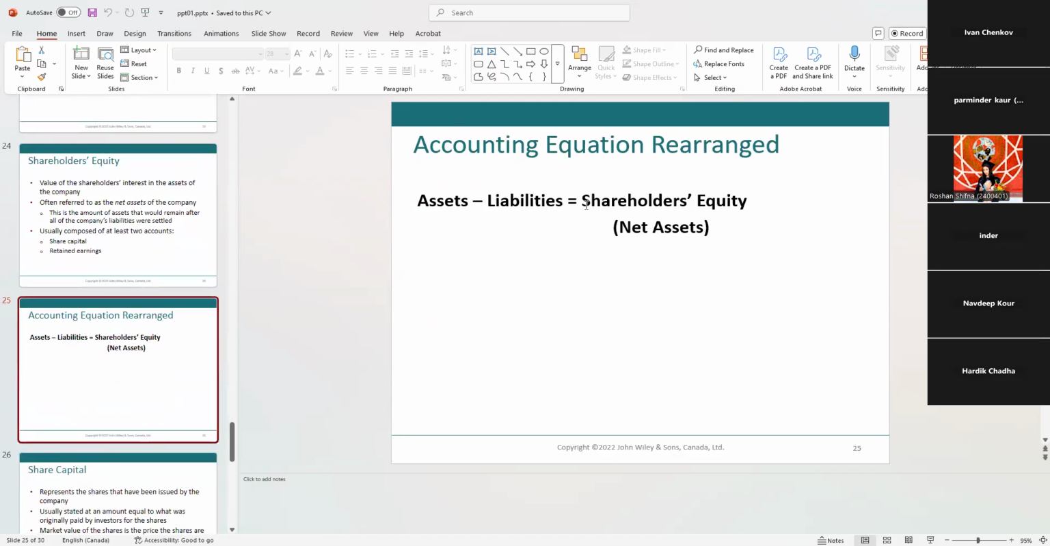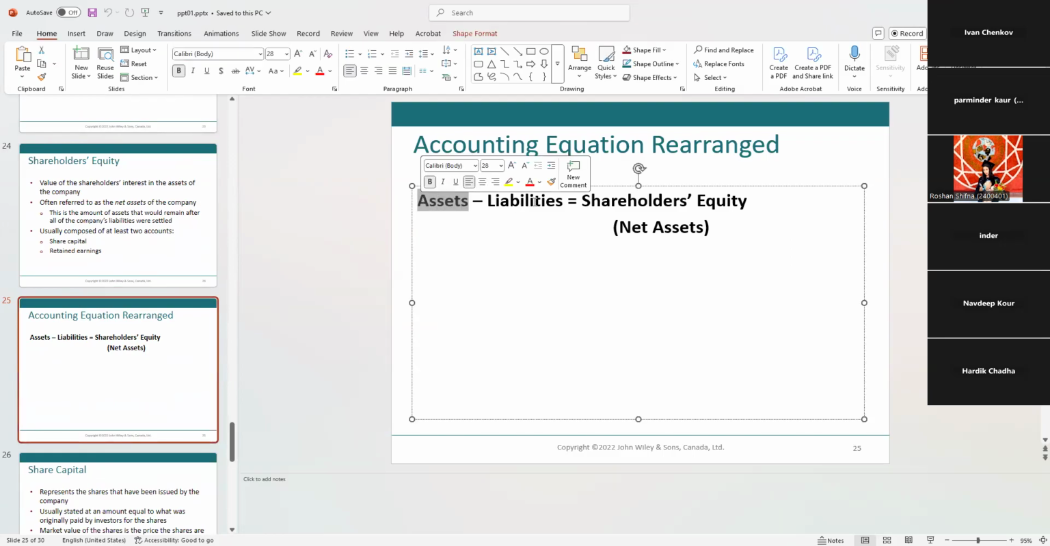What's the equity? Equity is the net assets. What are the net assets? From the same equation, net assets are assets minus liability. With all the assets that you have, when you close the outstanding liability, if there's anything left in the assets, that belongs to the shareholders. That's their net assets.